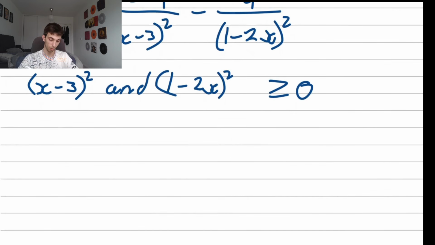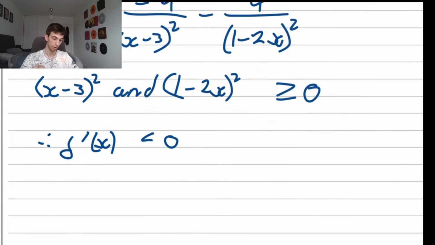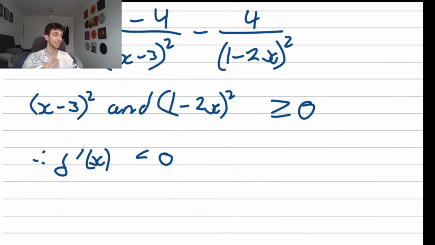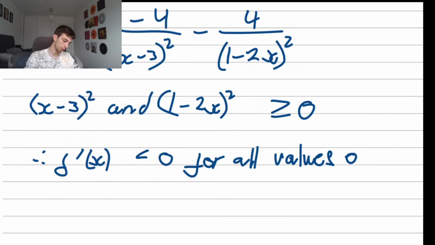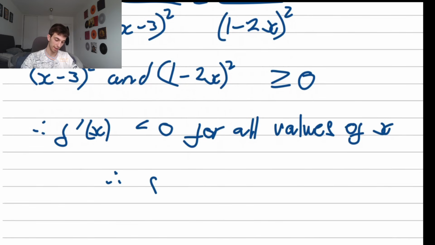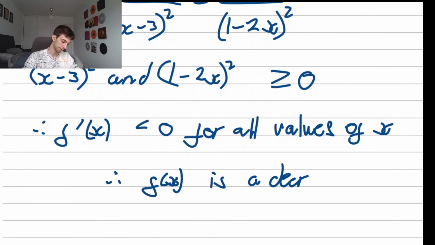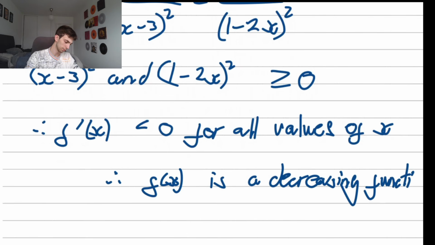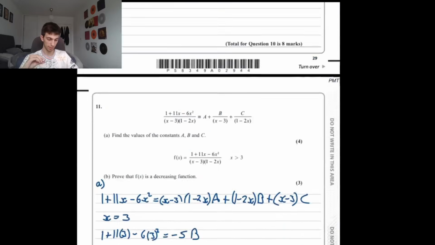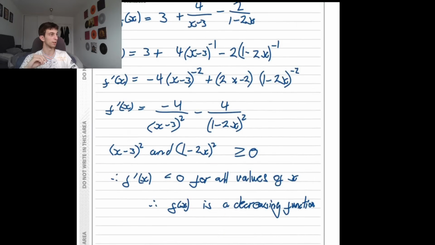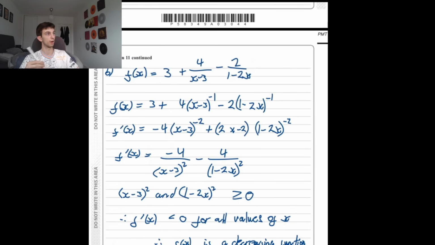So we can say, therefore, f dash x will be less than 0, or less than or equal. We can't divide by 0, so it actually has to be less than 0 for all values of x. Therefore, we can say that f of x is a decreasing function. And that is your answer to question 11. The partial fractions, nothing too bad, and then just a little bit of differentiation using chain rule.